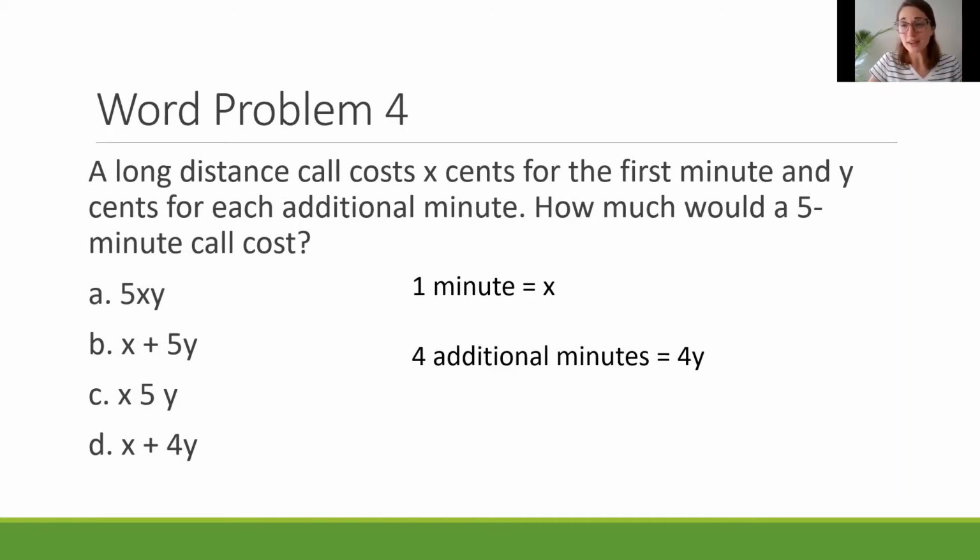Now we don't know what X and Y are, but that's not what they want us to solve in this problem. They want us to be able to create an expression that will help us to plug in other numbers to be able to figure out what a value would be, maybe for any different situation. But right now we just need to use the variables given and the numbers given. So with that, if I combine my 1 minute with my 4 additional minutes at 4y, I'm going to add them together and I get X plus 4y.